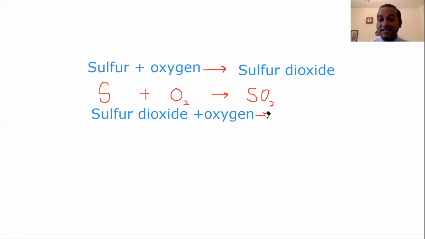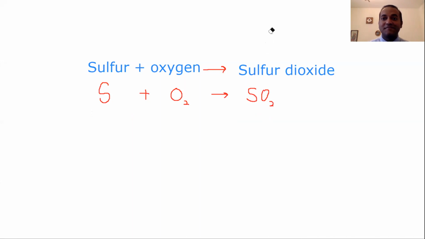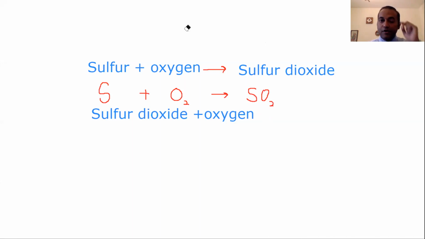Okay, good. So I'm going to show you a new arrow. So this is a reversible arrow. Okay, so you can see it has both ways. Now, so sulfur dioxide with oxygen becomes sulfur trioxide.